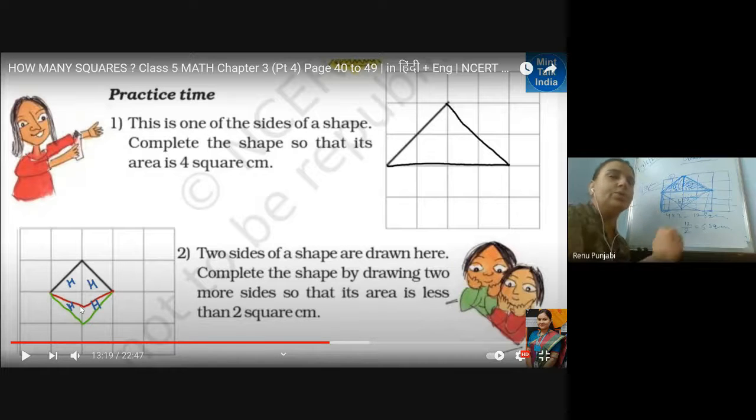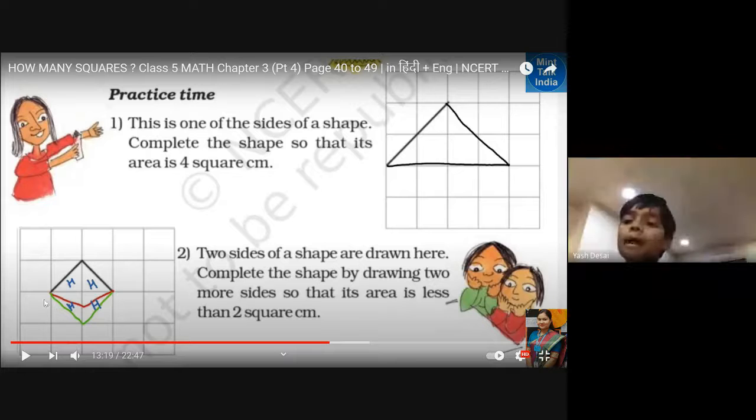So what you will do? इसको थोड़ा सा ऊपर. This red one will be the correct one. You will not draw according to the green one, because if you draw according to the green one, then the area will be 2 square centimeters. But you need to draw less than that.